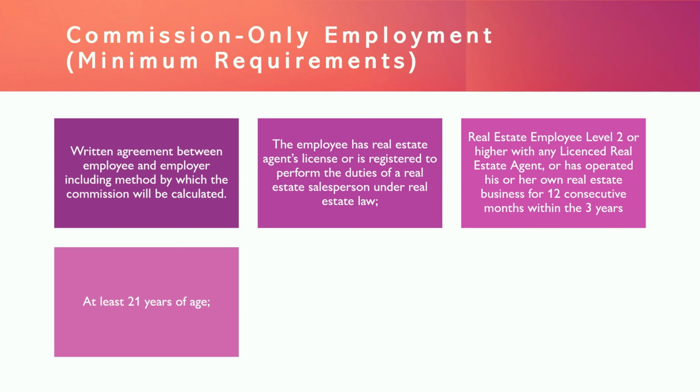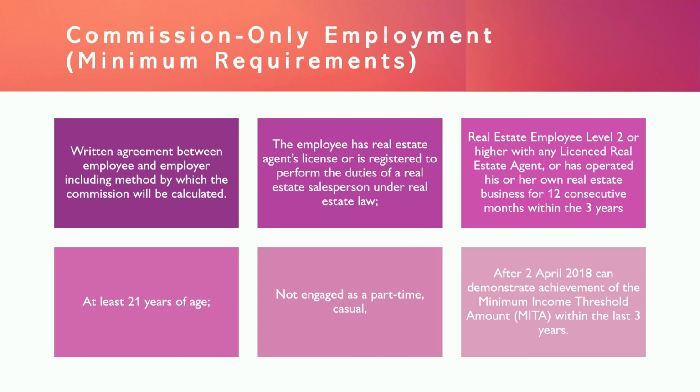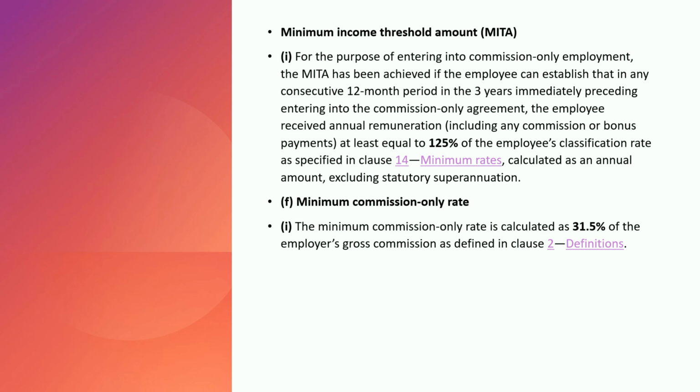The employee is at least 21 years of age. The employee is not engaged as part-time or casual or junior employee. And as at the 2nd of April 2018, they can demonstrate achievement of the minimum income threshold amount, MITA, within the last 3 years. MITA stands for the minimum income threshold amount. In plain terms, it is the minimum amount that an employee must have earned in a 12-month period within the last 3 years, which is at least equal to 125% of the employee's classification rate.